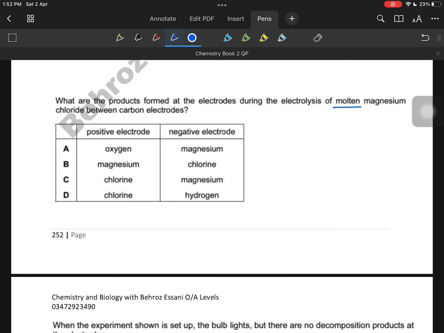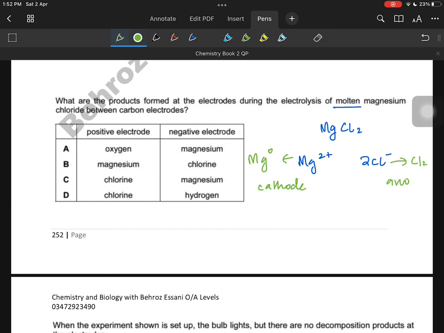This question says, what are the products formed at the electrodes during the electrolysis of molten magnesium chloride? So magnesium chloride is only magnesium and chloride ions, no water, no H plus, no OH minus. So over here magnesium will be formed at the cathode by reduction, and chlorine will be formed at the anode by oxidation. So I hope these MCQs are clear to us.